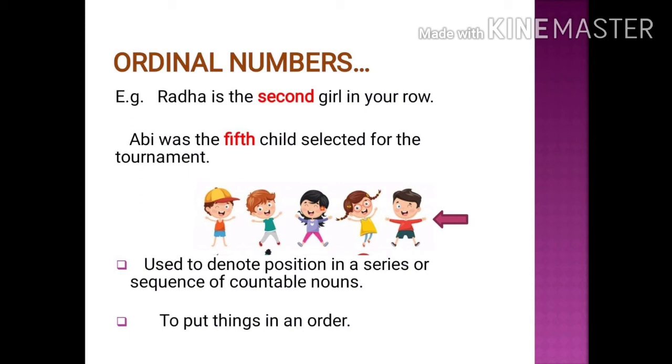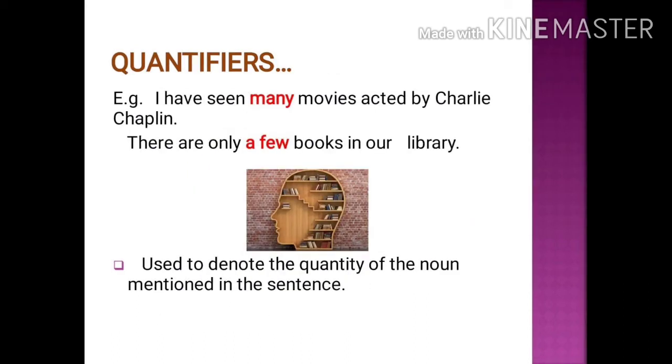Like cardinal numbers, ordinal numbers are also used with countable nouns. Only with countable nouns, not with uncountable nouns like oil, sugar. No, you cannot use them. Look at the examples. Girl is a countable noun. Child is also a countable noun. The next determiner type we're gonna learn is quantifiers, children.